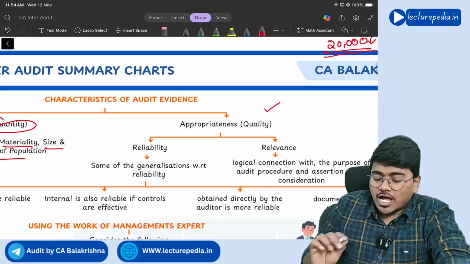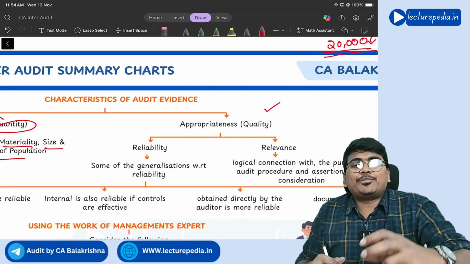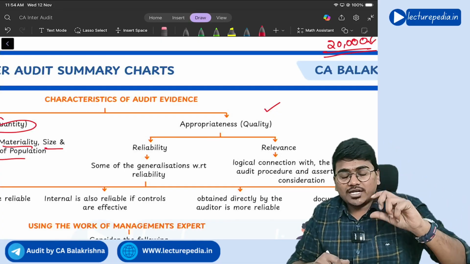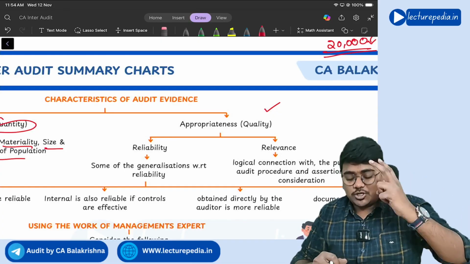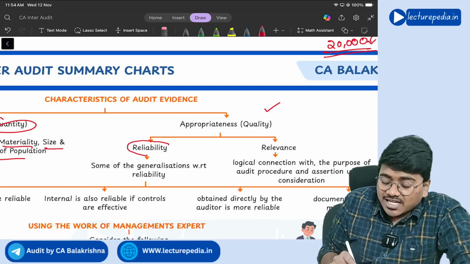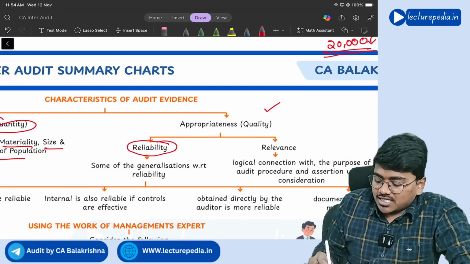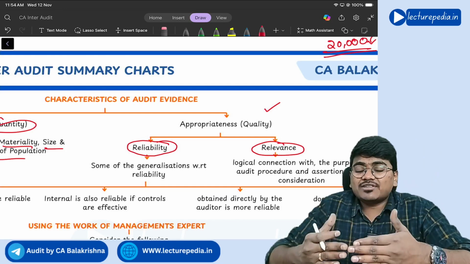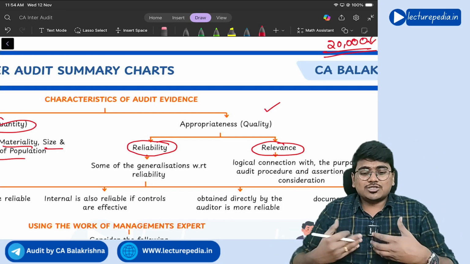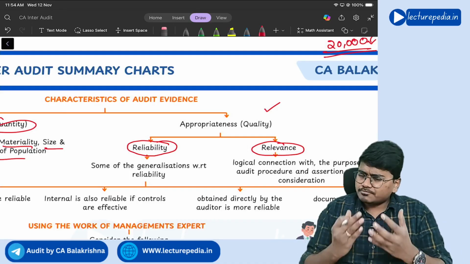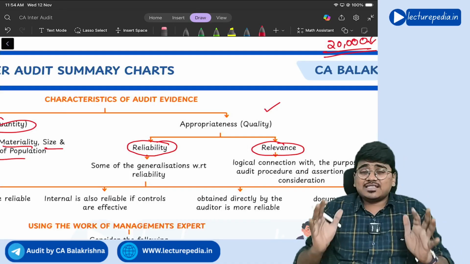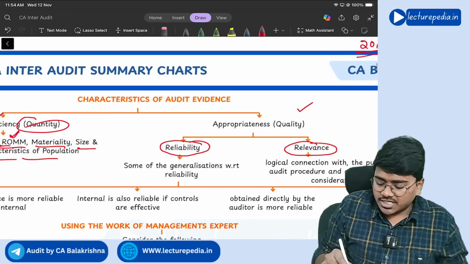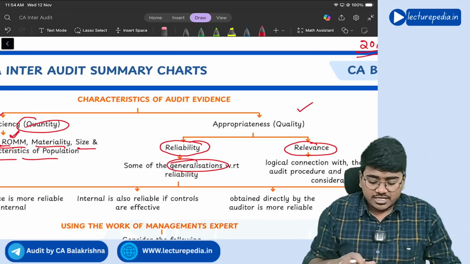Next, going to appropriateness. Appropriateness refers to the quality of the audit evidence. This quality will again be impacted by two more things. First one is reliability, and the second one is relevance. Reliability means whether you can believe that audit evidence or not. There are certain generalizations with respect to reliability, understanding. What are those generalizations related to reliability, we will see.